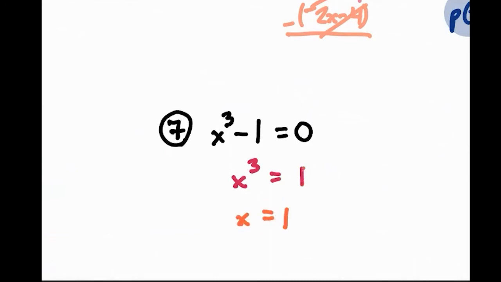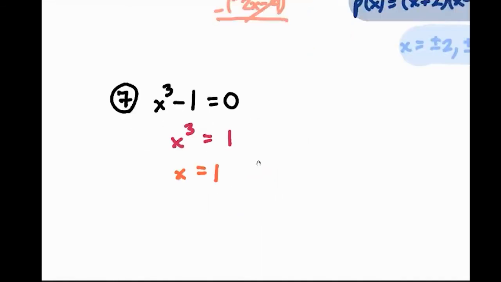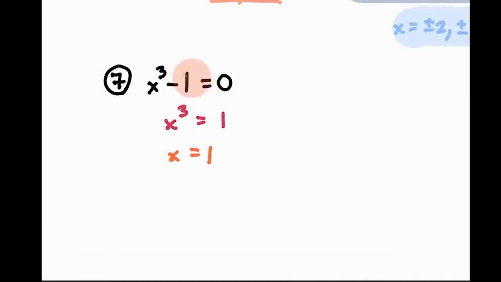The problem with this is we technically should have 3 answers based on this degree right here, and we only have 1. So what we need to do is figure out what those 3 answers are by factoring this thing out right here. So that's what we're going to do for this. X to the third minus 1, one of the factors is, based on this, x minus 1. So x minus 1 is a factor for this. So what I'm going to do is divide x to the third minus 1 by x minus 1.